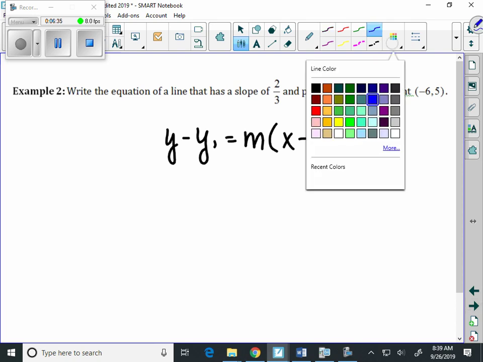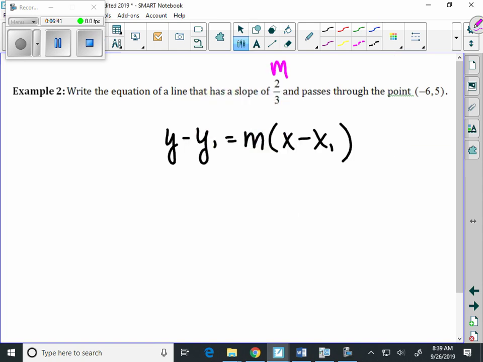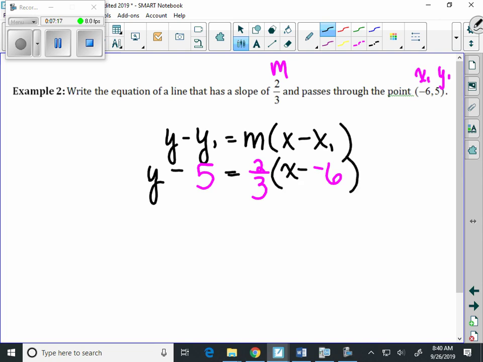But as we look at this particular problem here, slope. Slope has an abbreviation of m. Going to label that right there. -6 is going to be our x1, and 5 is going to be our y1. And we're going to fill those values into our formula. So the y1 is 5. The slope is 2/3. The x1 is -6. And in fact, if we finish this, it's y minus 5 equals 2/3 times x minus a -6.